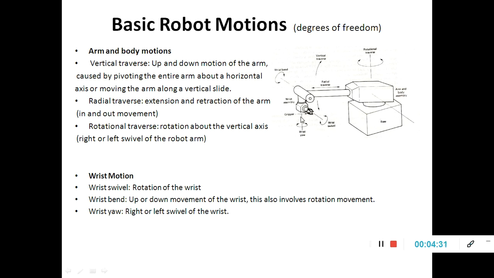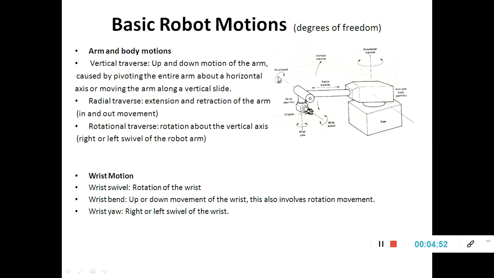This wrist swivel is the rotation of a wrist. It is a circular motion. I have shown here a wrist swivel. So this end gripper with this swivel wrist can swivel, or it can rotate. That is the one motion.